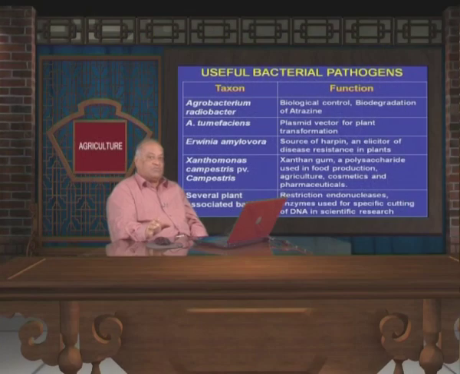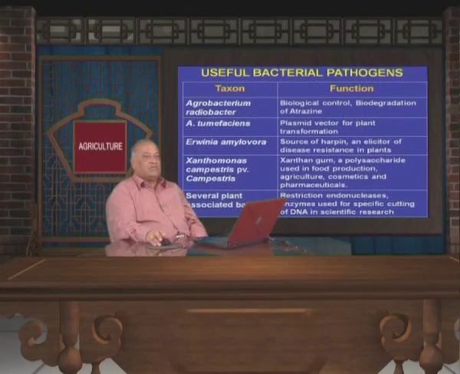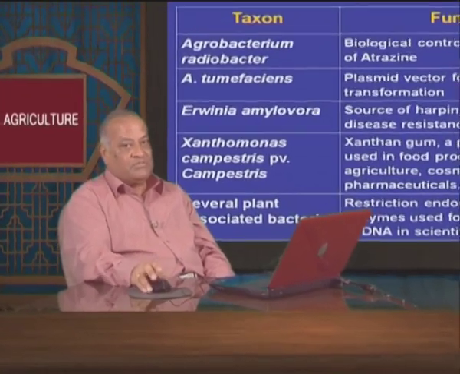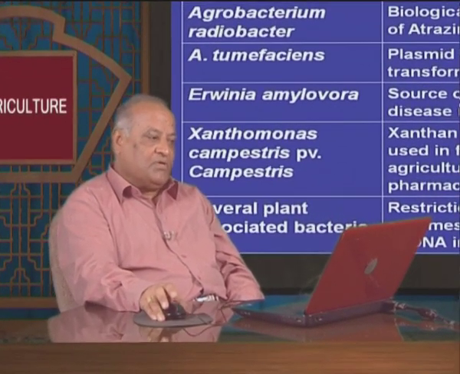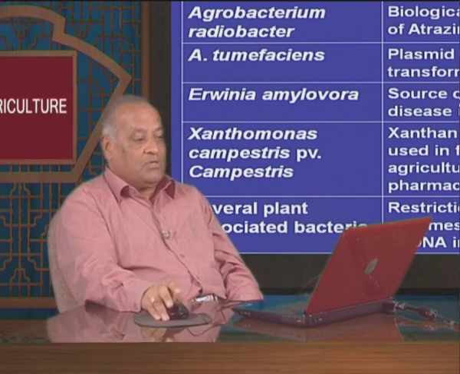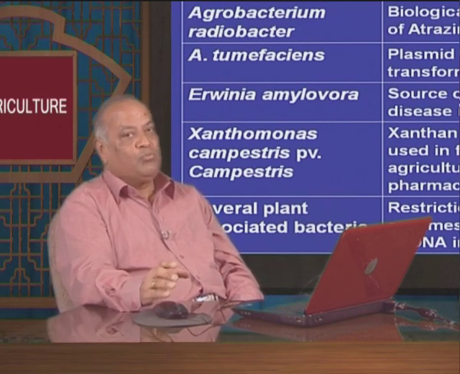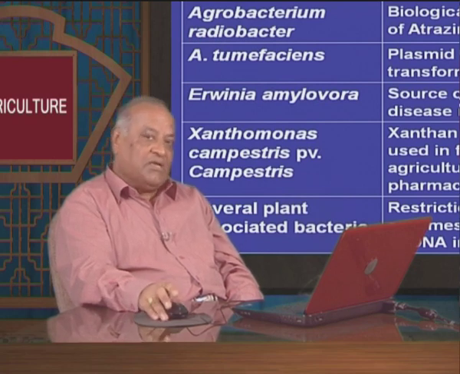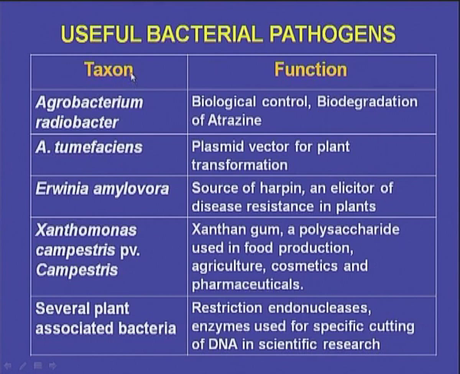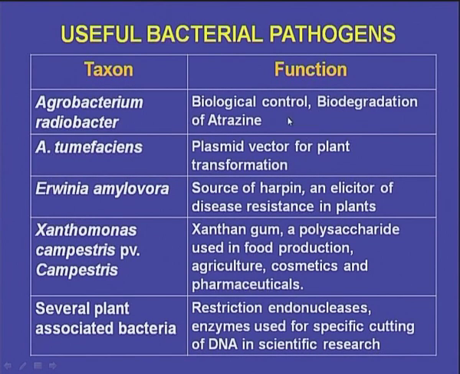As we have discussed the devastating and severe disease causing plant pathogens, at the same time they are also useful organisms, and they give us many types of products we use daily in our lives. So here we are discussing the useful bacteria. See for instance Agrobacterium radiobacter. They are useful for biological control. They control many plant pathogenic diseases. They help in the biodegradation of atrazine. Then Agrobacterium tumefaciens functions as a plasmid vector for plant transformation.